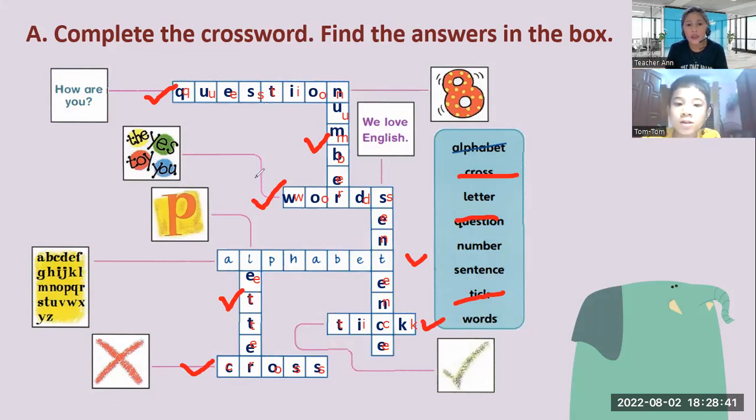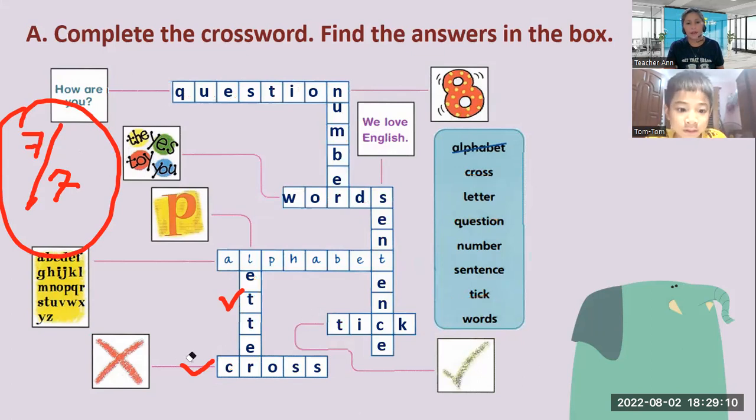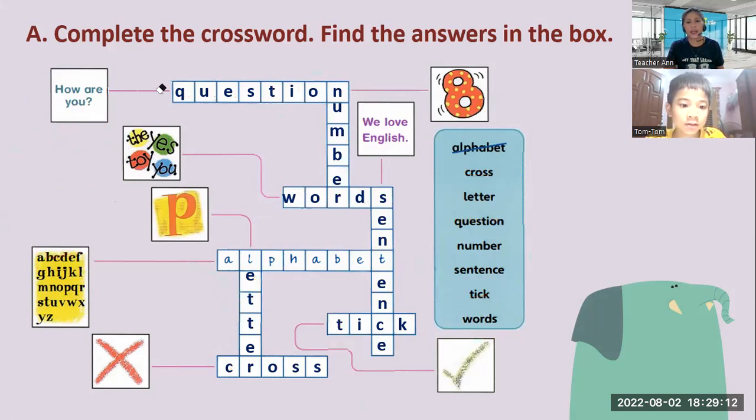Okay. So 1, 2, 3, 4, 5, 6, 7. You've got 7 over 7 here. Very good. Great job. Yay. Tom Tom, do you understand this? Tommy, do you understand? Very good, teacher. I understand it. Now, let us move. Thank you. We did the puzzle very well.